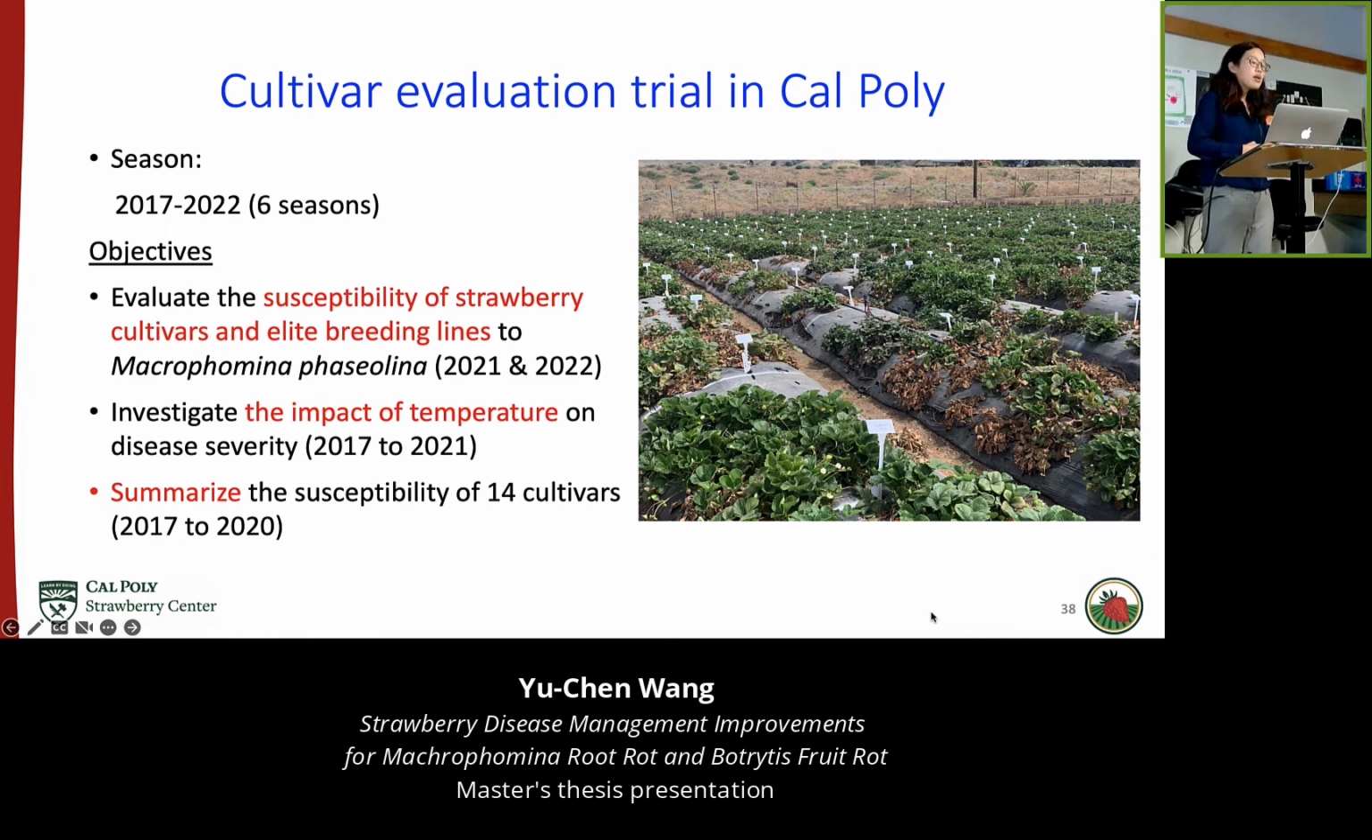Here at the Cal Poly Strawberry Center, we have been conducting a cultivar evaluation for 6 seasons so far, starting 2017 until this year. We continue obtaining new genotypes from different breeding programs and evaluate their susceptibility to Macrophomina root rot. I have 3 objectives, and I will go over each of them.